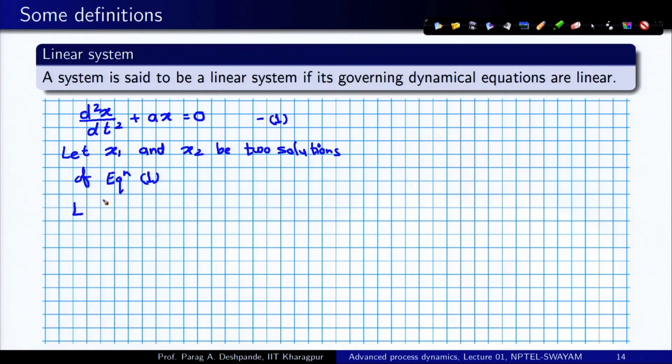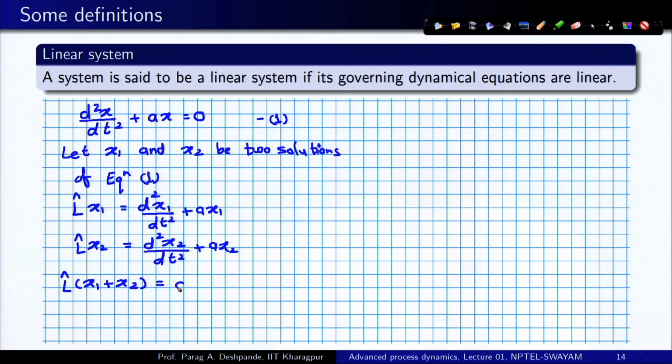Then I will have L operating on x 1 would be what? d 2 x 1 by d t squared plus a x 1, and L operating on x 2 would be d 2 x 2 by d t squared plus a x 2. Now, according to my first property, what I should do is operate L on x 1 plus x 2.